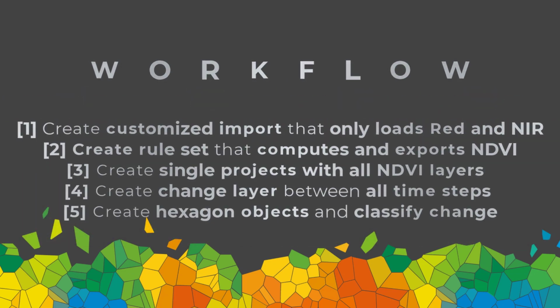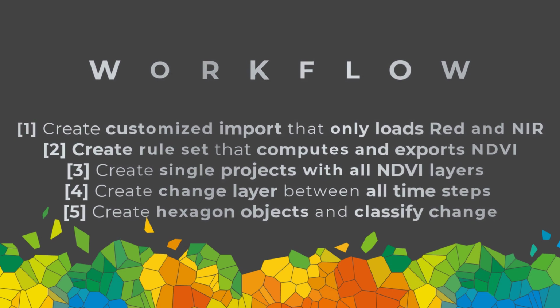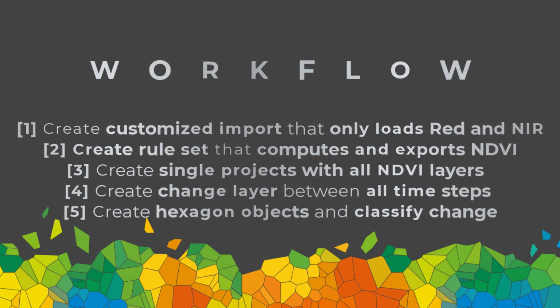Finally, we're going to create hexagon objects and classify them. So we're going to classify negative change, no change, and positive change. And finally, we're going to export the results as a shapefile. So you're going to have all the attributes in the attribute table in a shapefile.